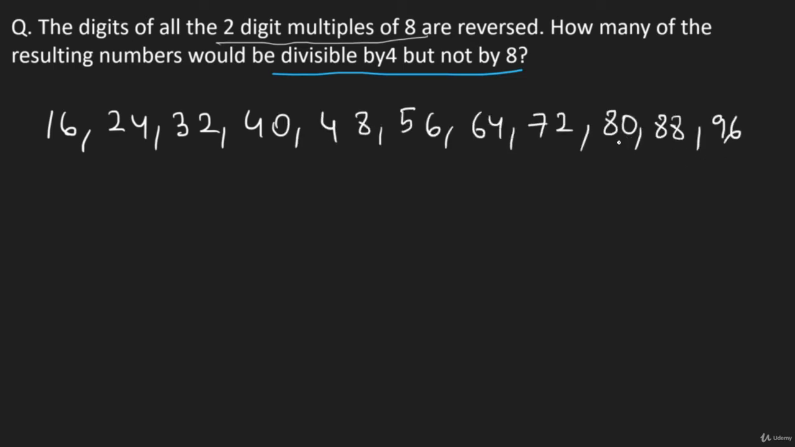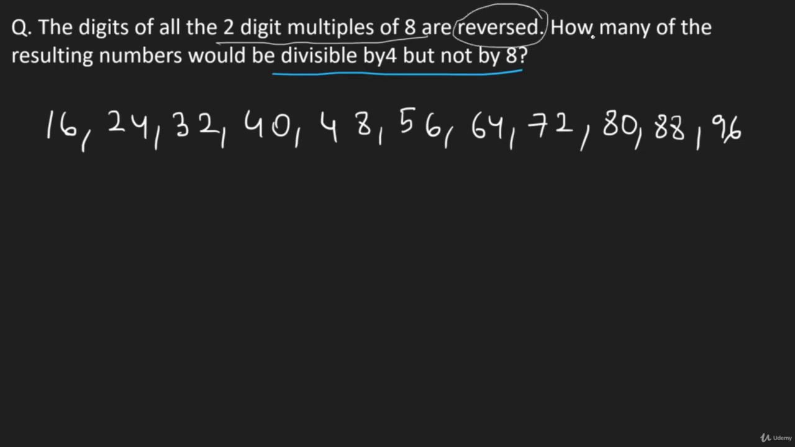8 into 10 is 80. 8 into 11 is 88. 8 into 12 is 96. You'll see that 8 into 13 is a 3-digit number, so we don't write it over here. Alright, now it's mentioned that after you do this, the digits are reversed, right?